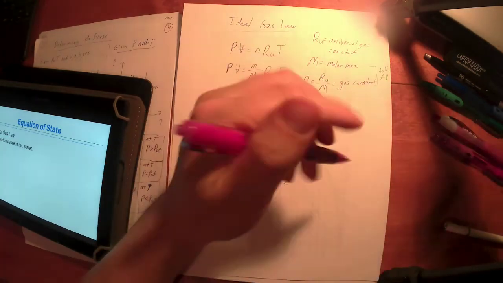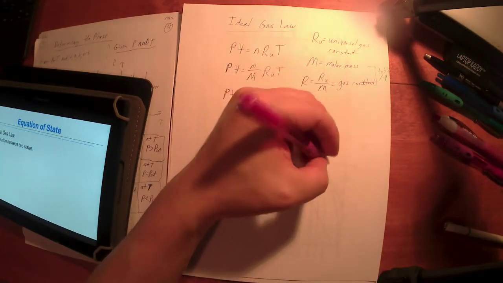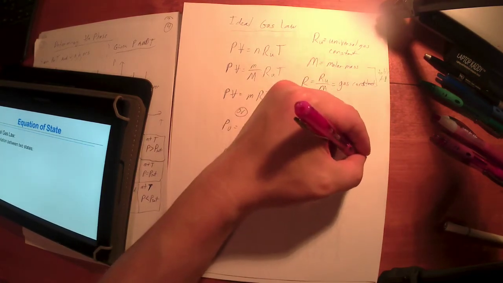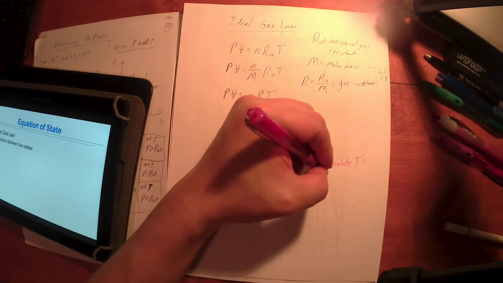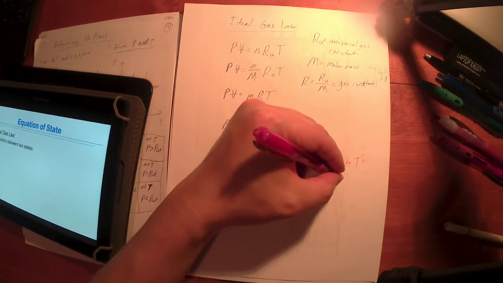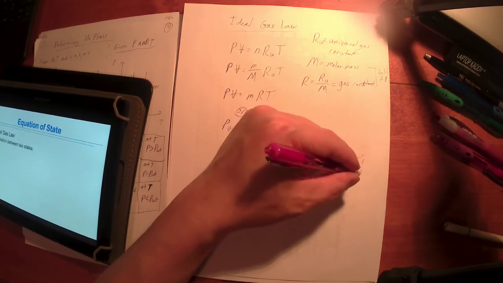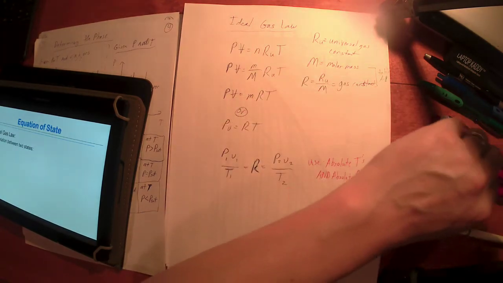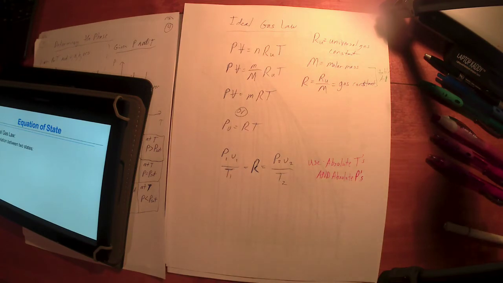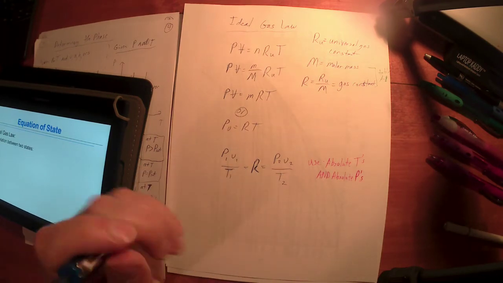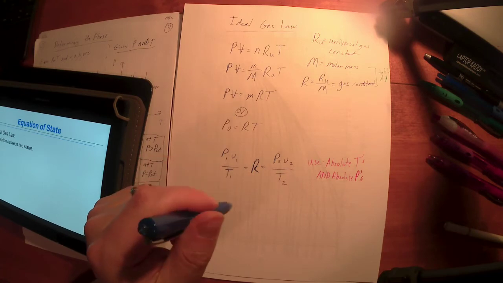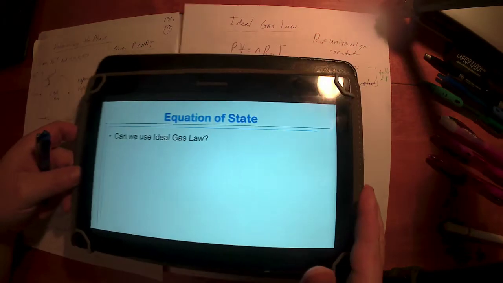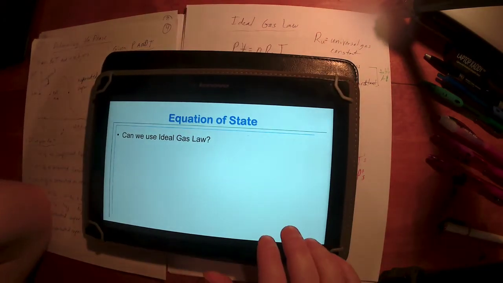You do have to use absolute T's and absolute P's. You have to use absolute temperatures and absolute pressures. Right? Okay, where do we go from there? That's a good question. Can you use ideal gas law?